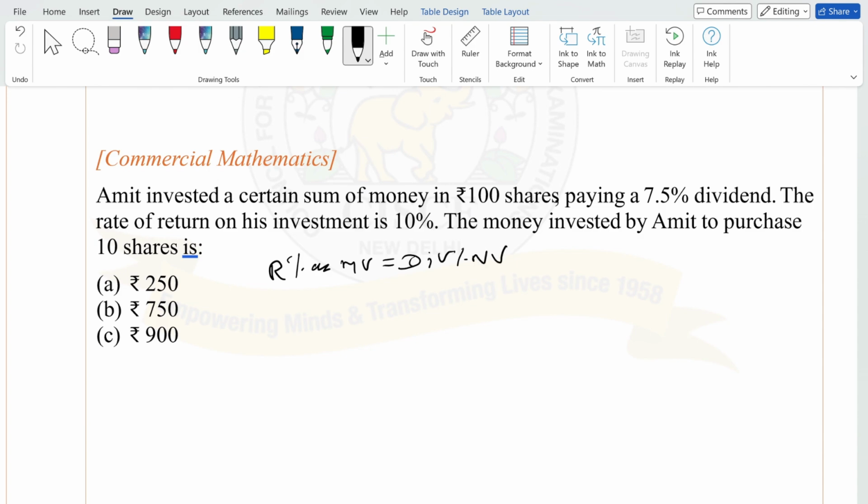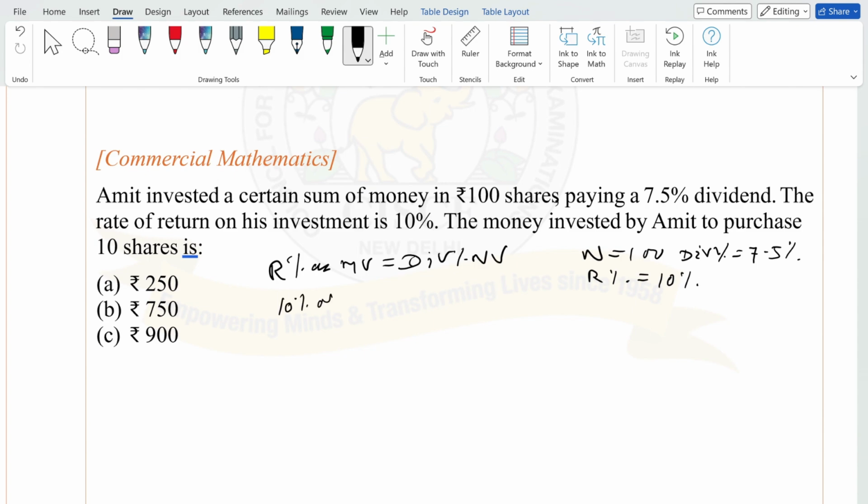Now return percentage on MP equals dividend percentage on NP. NP is 100 and dividend percentage equal to 7.5%. Our return percentage equal to 10%. So return percentage is 10%.